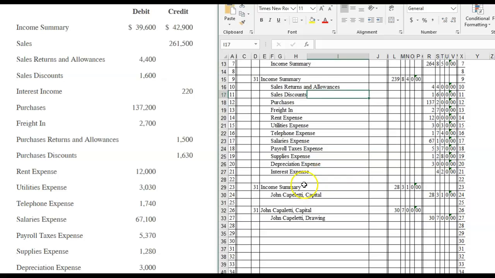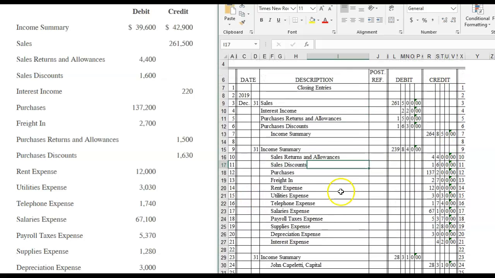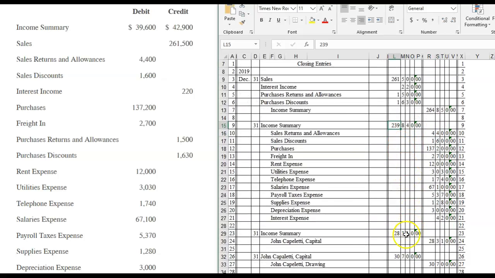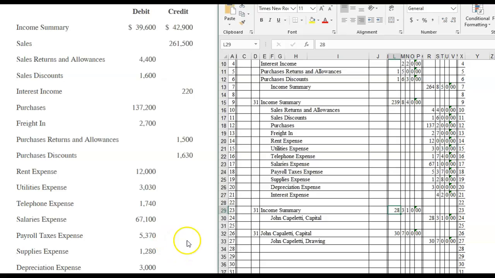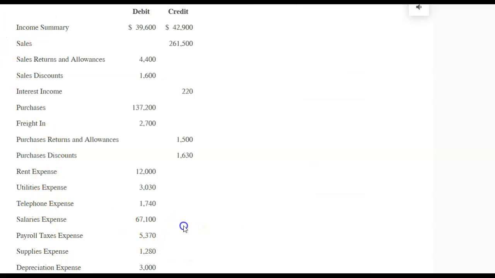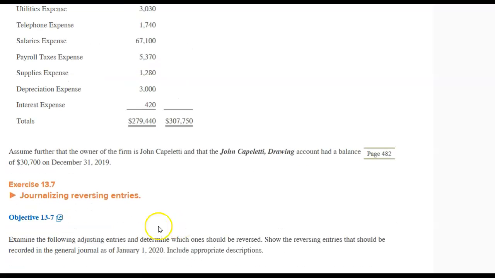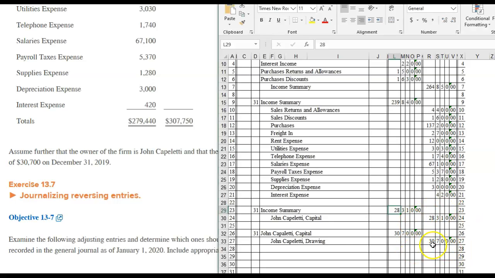Then we're going to close the income summary account balance. So the income summary will be this amount minus this amount, because this amount is on the credit side and this amount is on the debit side. We subtract the two, and that's the amount we're closing to the capital account. And then of course you have your drawing. Is the drawing on this side? It tells us what the drawing was. Yeah, he had drawing of 30,700. And that's where the 30,700 came into play over here.